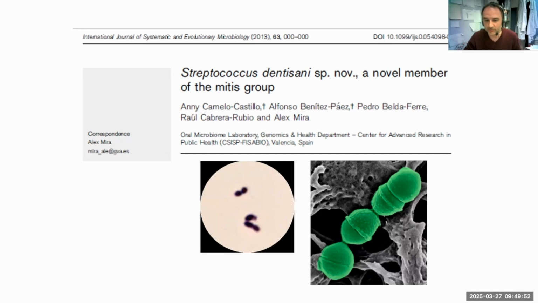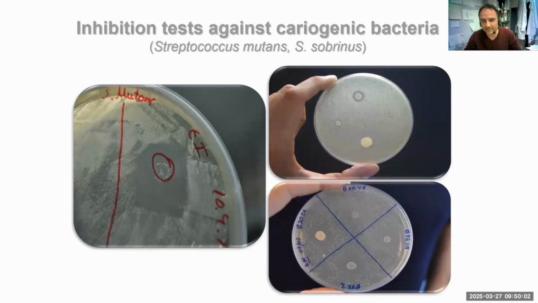So we thought, okay, perhaps it's able to outcompete S. mutans and all the other caries pathogens because it occupies the same niche, it grows faster, who knows. So we did an experiment where we had a lawn culture of S. mutans, S. sobrinus here, some of the caries pathogens, and then we put in the middle these bacteria that we isolated. And as you can see, there is an inhibition ring around. On the left, we have Streptococcus dentisani in the middle, and around this dentisani, S. mutans cannot grow. It was extremely exciting at the moment.